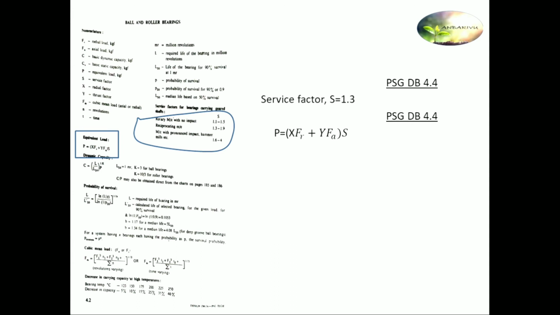Next, load P equal to X FR plus Y FA, into S. We know the value of X and Y, which we found in the previous step, and FR and FA are given. Yes, the service factor 1.3. Substitute these values and get the P value. P value equal to 386.96 kgf.